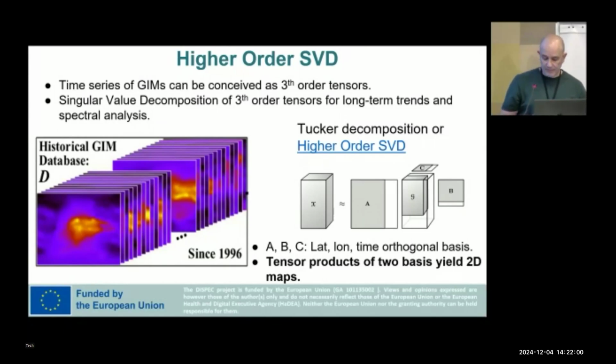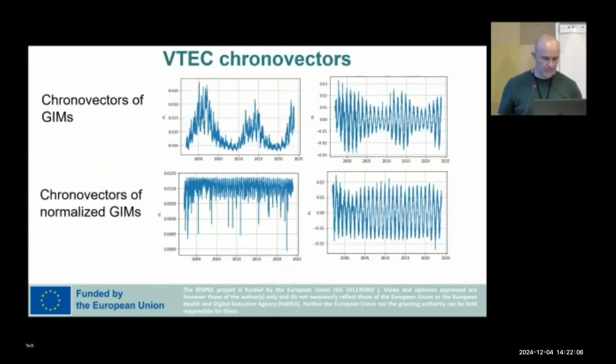Then you can build up 2D maps by tensor product of 2 different bases here, and this is what we're going to spend some time on. First, a look at the time vectors or chronovectors. At the top, we have the first mode, and it follows the familiar evolution of the solar cycle, of the total VTEC.